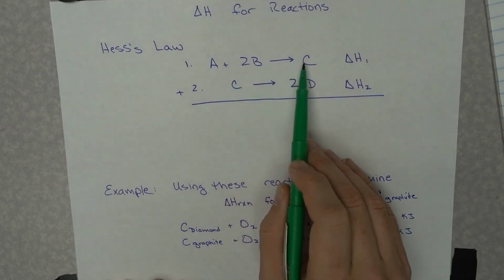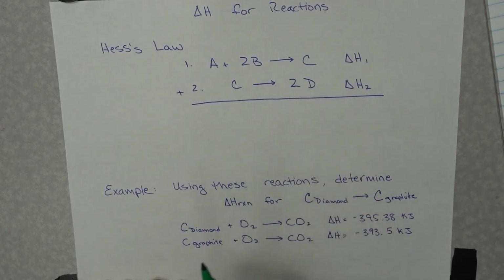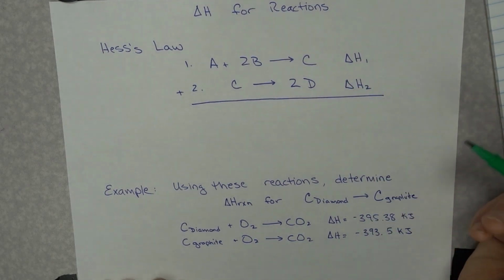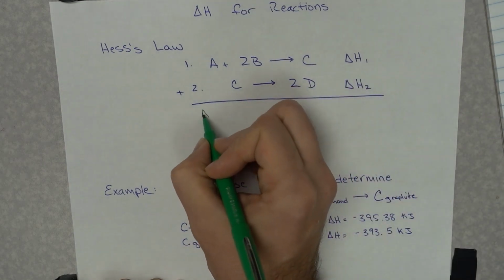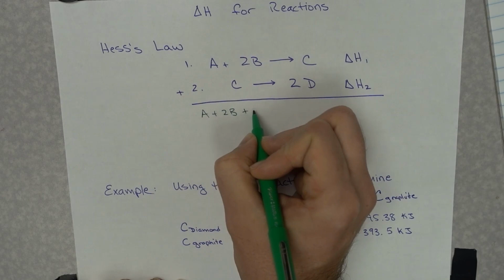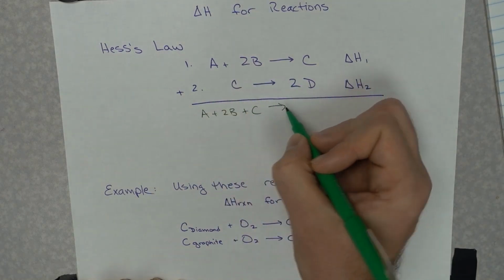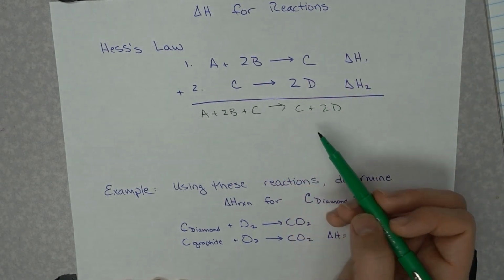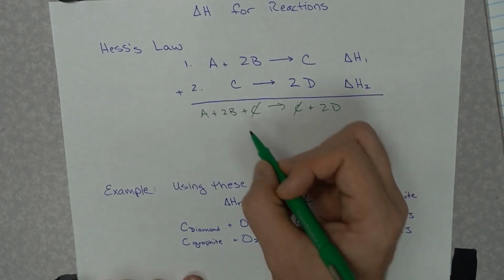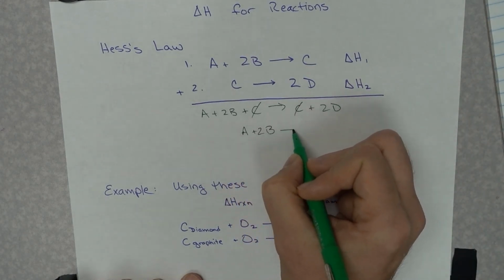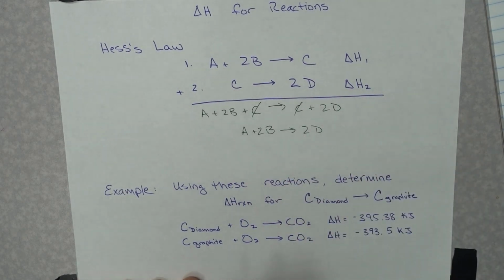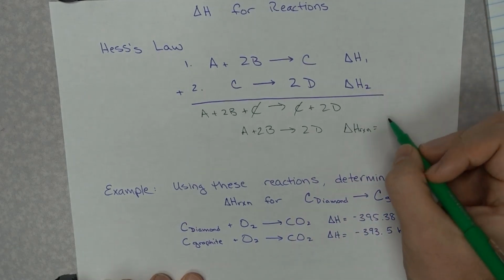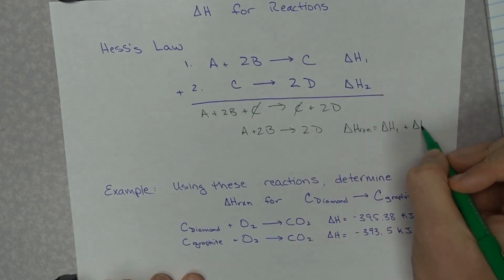A plus 2B goes to C, and C goes to 2D. And if I was going to add these 2 reactions together, because it's going to make a new net reaction, I can do that. But what I'll see here is I've got A plus 2B plus C, that's all my reactants, and that goes to make C plus 2D, that's all my products. I've got C on both sides here, so I can effectively cancel it out. So my overall reaction is A plus 2B goes to 2D, and my delta H for that reaction is the sum of these 2. So delta H1 plus delta H2.